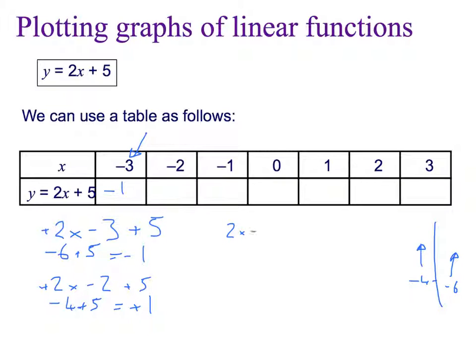2 lots of -1 plus 5. 2 minus 1s are now -2 plus 5 gives me 3. And slowly I fill in all my answers. 2 zeros is 0 plus 5 is 5. And this is 7, 9, and 6 and 5 is 11.